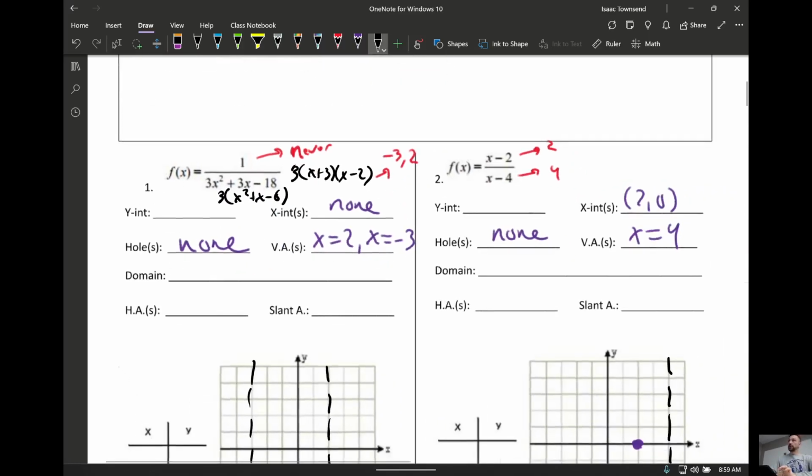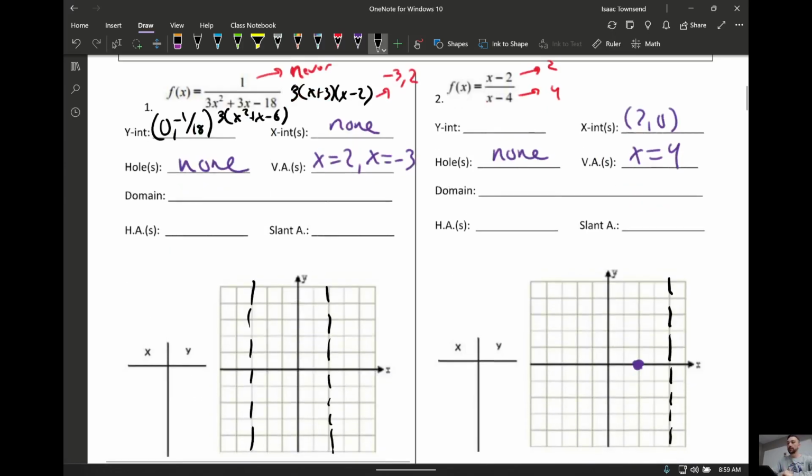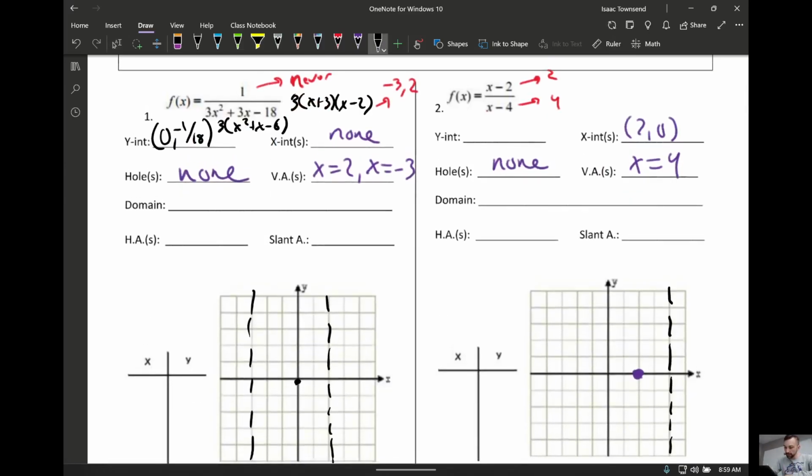Okay, so question 1, if I plug in 0 for x, I would get 1 over 0 plus 0 minus 18. So when x is 0, y is -1/18. So that is a point very close to the origin. And we might as well put the point in our little table here. And on question 2, plugging in 0 for x gives us -2 over -4, which reduces to 1/2. So we can plot the point (0, 1/2).